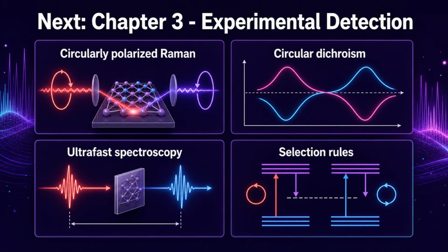In Chapter 3, we'll explore experimental detection of chiral phonons. Topics include circularly polarized Raman spectroscopy, circular dichroism measurements, ultra-fast spectroscopy techniques, and optical selection rules. We'll see how these methods have been used to verify the theoretical predictions discussed in Chapters 1 and 2. See you in the next chapter.